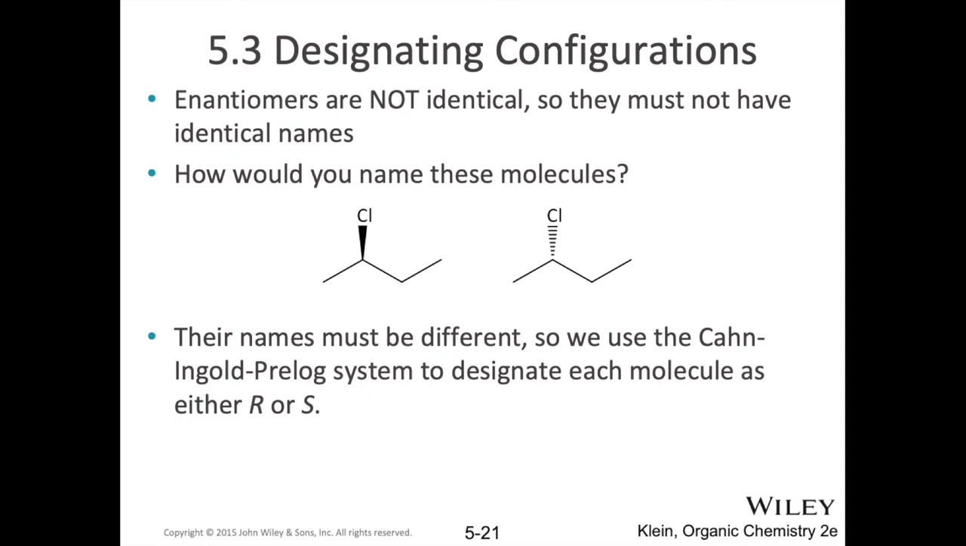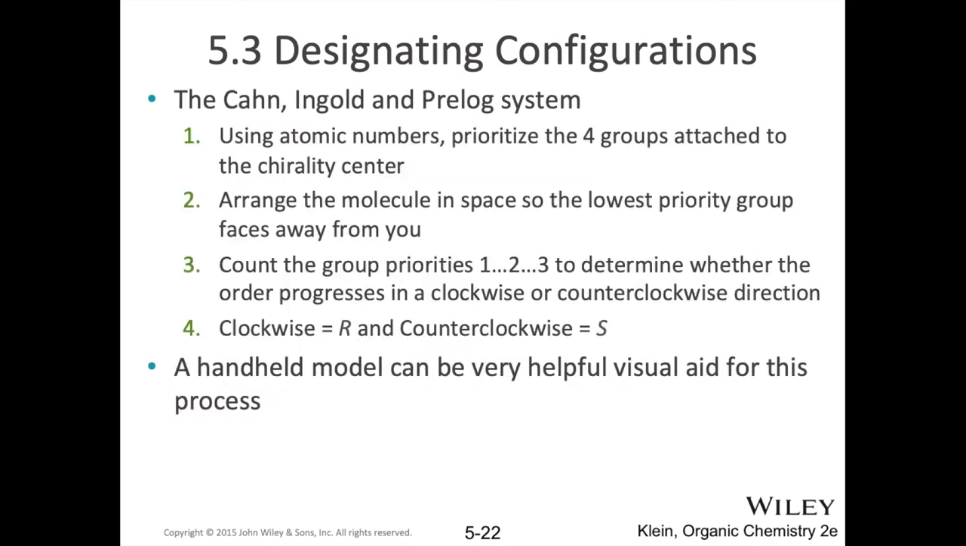Okay, now for the Cahn-Ingold-Prelog system, you have to look at the arrangement of these groups around that chiral carbon. Okay, so to do this, we're going to assign the groups priorities. We basically give them priorities based on atomic numbers. The higher the atomic number of the atoms involved, the higher the priority, and obviously the lower the atomic number, the lower the priority.